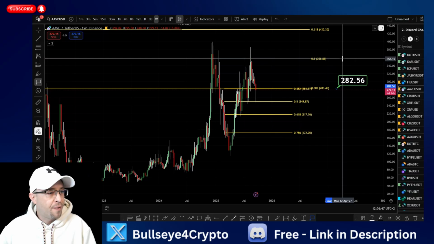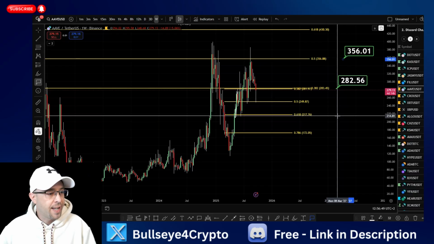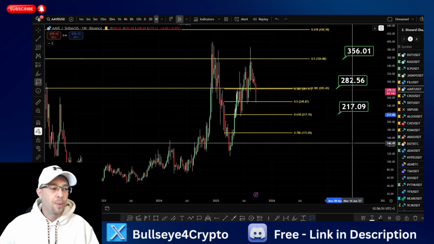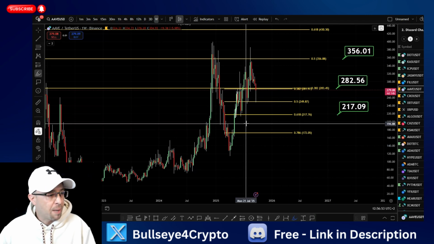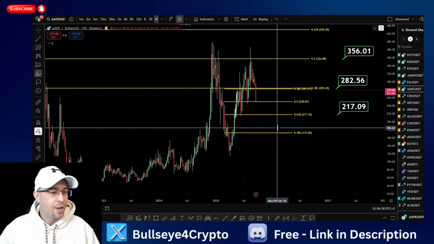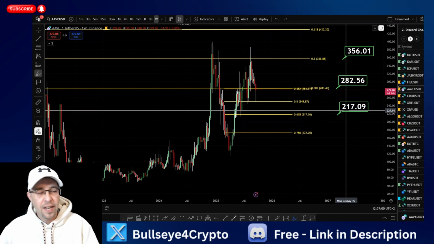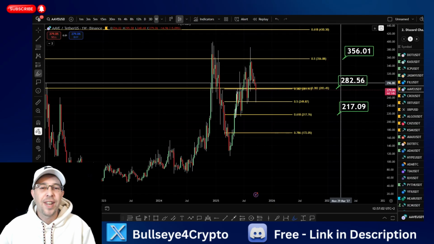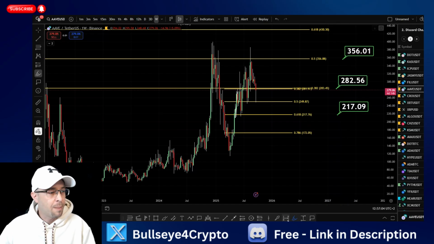What happens if we drop further down? We've got the golden 0.618. How do we know that it's going to get a reaction? Because we've got a big buy up here. See how these levels are sticking points. So you've got 217 if we drop to the downside. You've got 282. That's going to be the key area. This is going to be the key area.